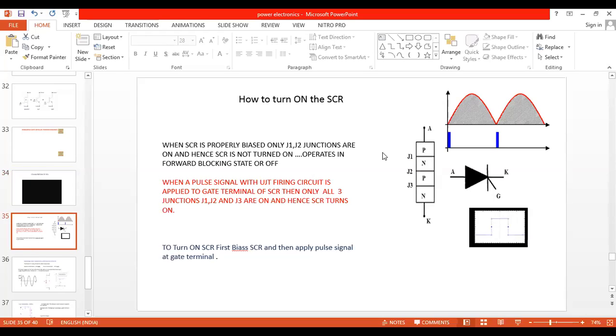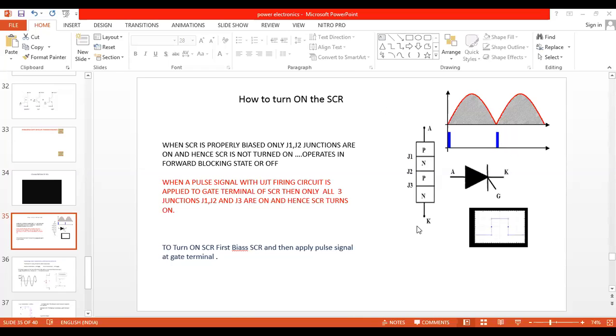So how to turn on the SCR? If a practical SCR with PNPN junctions is given to you, it should be properly biased. As an engineer, if somebody asks you to turn on the SCR, why do we have to turn it on? The SCR controls the speed of the motor, and to control the speed of the motor, the SCR should be turned on. So how to turn it on? Can I connect the SCR directly to the plug, and will it turn on? No. Turning on the SCR means the SCR should be properly biased.